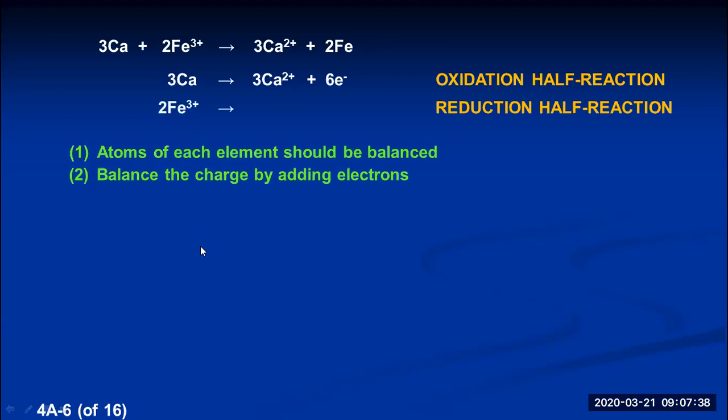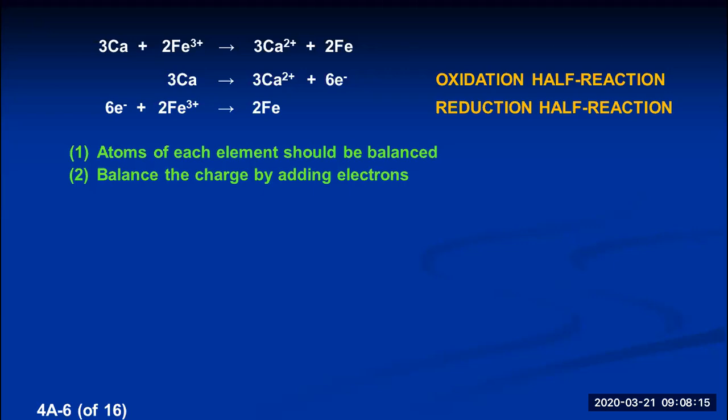For the reduction half reaction, it's the 3 iron 3 ions turning into the 2 iron atoms. The charge is going from plus 3 down to 0. If the charge gets reduced, that's reduction. The ions are balanced, 2 on each side. To balance the charge, the overall charge on the reactant side is 2 times 3 is 6. The overall charge on the product side is 0. So I'm going to have to add 6 negative electrons to the reactant side so that negative 6 and positive 6 adds up to be 0. And both sides have a charge of 0 now.